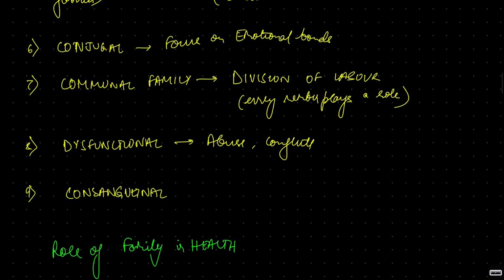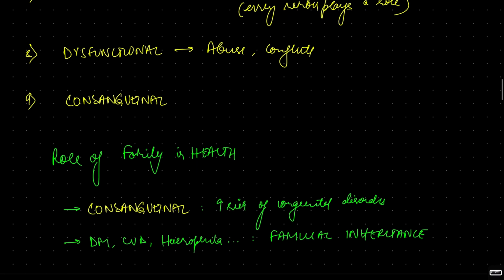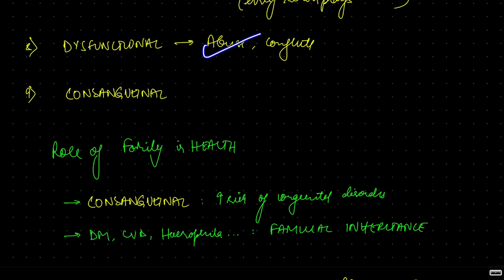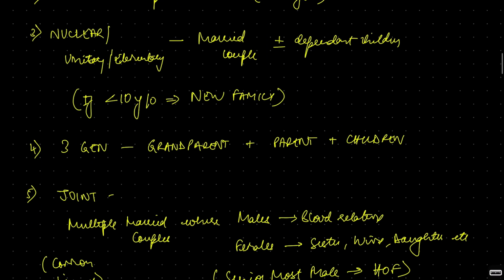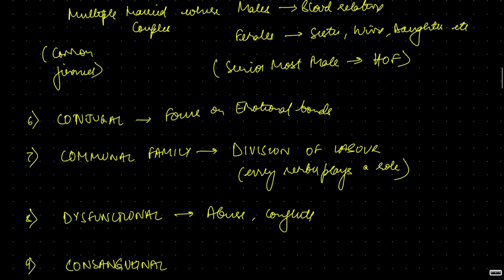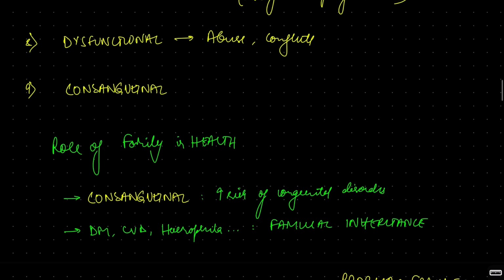Conjugal family is where the family structure is more focused on the emotional bonds rather than duties of each individual. Communal family is where there is division of labor. Every member plays a role in the household management. This is communal family. Dysfunctional family is where you have a lot of abuse, a lot of conflicts. Consanguineal family, you have a consanguineous marriage as the foundation of family. So these are all the various types of family: proton, electron, nuclear, three generation, joint, conjugal, communal, dysfunctional, and consanguineal.